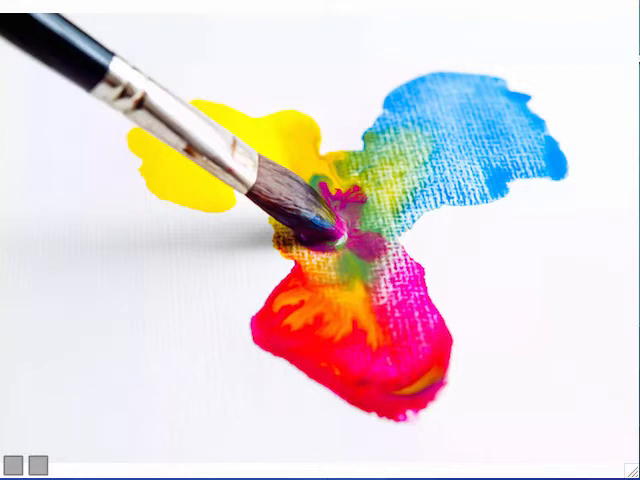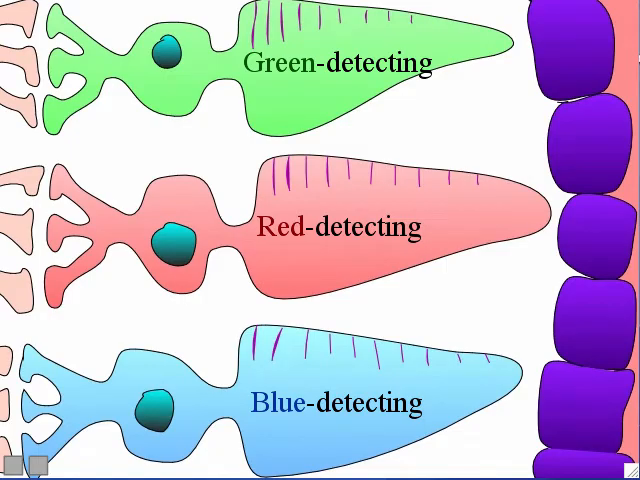So just like an artist can take just three primary colors of paint and mix them together in various ratios to get thousands of different colors, your brain does the same thing. Your brain takes the visual signals from just your green detecting cones, your red detecting cones, and your blue detecting cones, and your brain mixes those together mentally to allow you to experience all the other colors you can see, yellows and oranges and purples and all the other thousands of colors that you see. Those are created in your brain just by mixing these three primary colors of these three cone types.